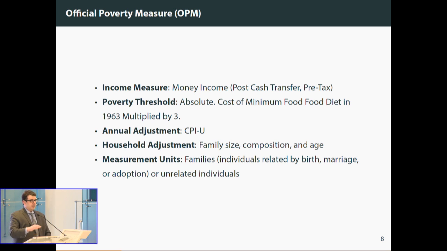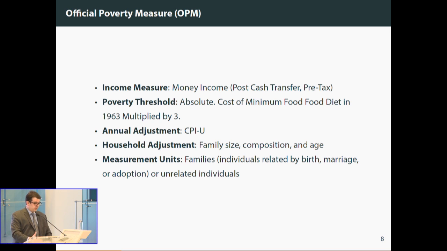Since then, it's generally been updated by the CPI-U on an annual basis. So the official poverty threshold that we use today is essentially just the minimum food diet that the government thought we had back in the 1960s, multiplied by 3, updated for inflation. There's a lot more that goes into it. You know, that threshold is adjusted based on family size, but that's basically the way to think about the line between being in poverty and not being in poverty.